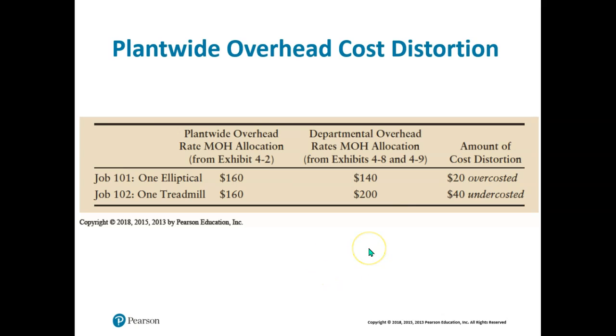So here's the distortion, all right? This is what the departmental rate improves on. If we use the plant-wide overhead rate, they both had 10 hours of overhead, right? So that would be $160 for each one. If we use departmental overhead rates, then our allocation is $140 and $200, okay? A really big difference. So the elliptical would have been $20 overcosted, and the treadmill would have been $40 undercosted. All right, so if you're using those cost numbers to come up with your prices, you're going to be way out of whack. And you're not dealing with true things that you can improve. You know what I'm saying?